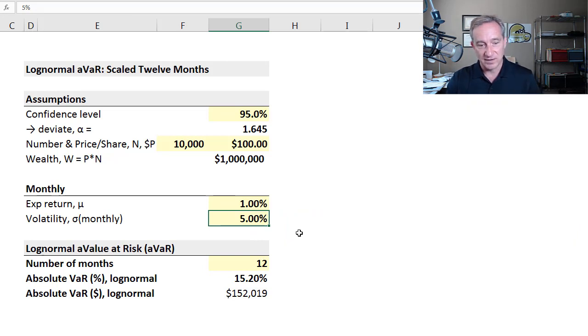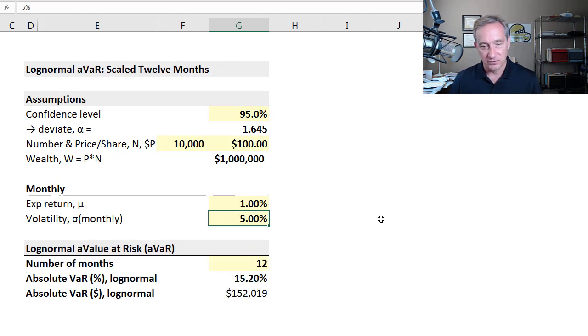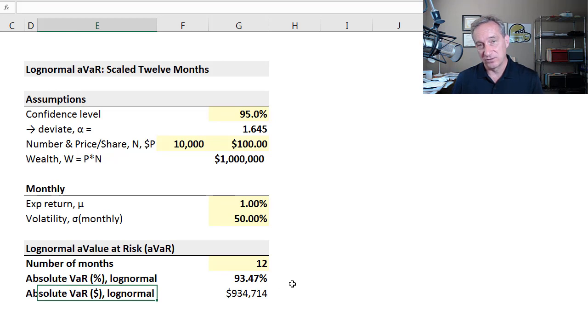Now compare it to the 1 year normal VaR, where we kicked the volatility up to 30% and got a VaR that exceeds the wealth, that awkward result. Here, if I kick it up to 30%, my lognormal distribution is taking effect. It's not greater than the 1 million, and I don't think it ever could be. Even if I kick the volatility way up, I've got a limit on the absolute VaR under the lognormal, where again, we're assuming that the geometric returns, that is the log returns, are normally distributed.